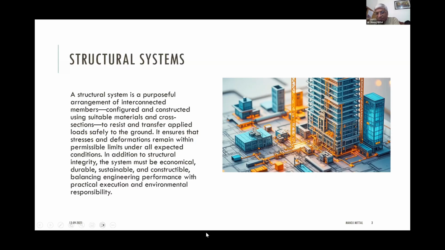Then we also discussed structural systems, and how the structural systems qualify to be systems. A structural system is a purposeful arrangement of interconnected members like beam, column, slab, foundation, etc., which are configured and constructed using suitable materials and cross sections to resist and transfer applied loads safely to the ground. So this is the output, safely to the ground. Loads are acting on the system. This is the input. It ensures that the stresses and deformations remain within permissible limits under all expected conditions.